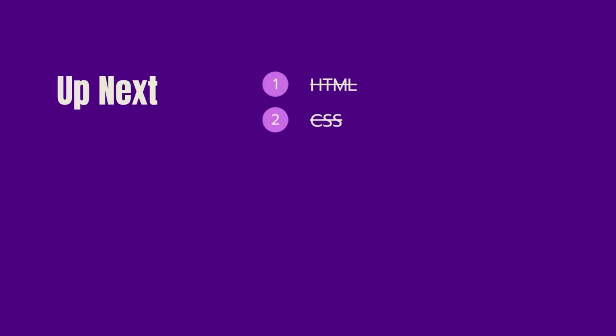So we officially have the structure and the styling completed, but our to-do list still isn't functioning like it should. We're still not able to add a task to the list. We're not able to cross out any of the tasks, and we still don't have the ability to delete any of them. But no worries, I'll cover that in my next video when I talk about JavaScript.